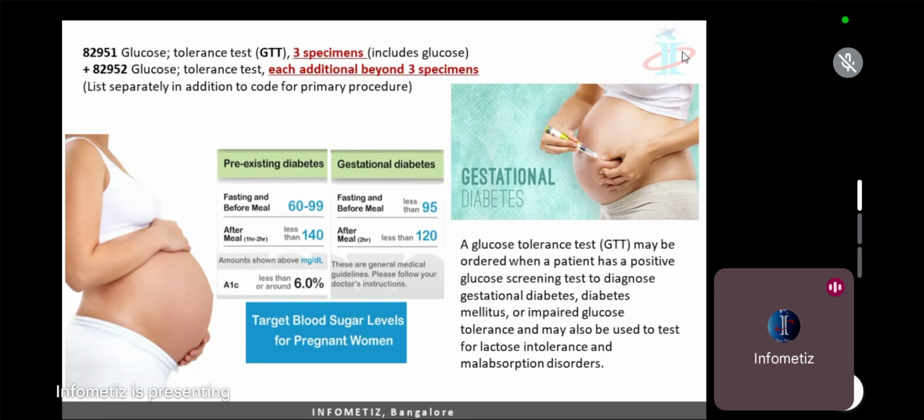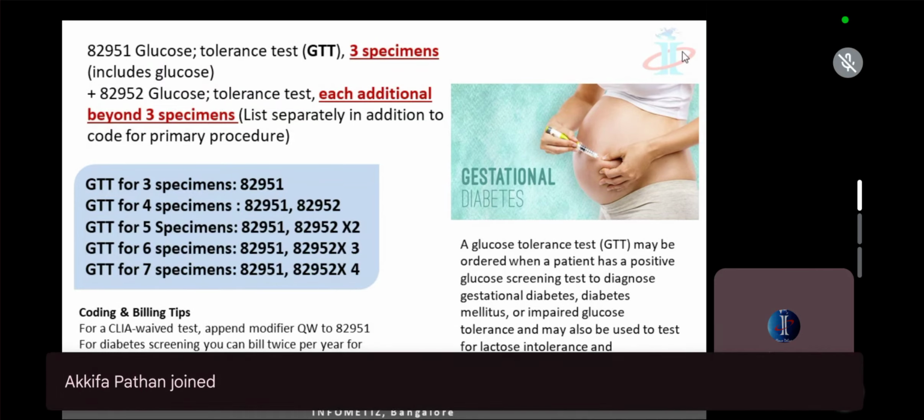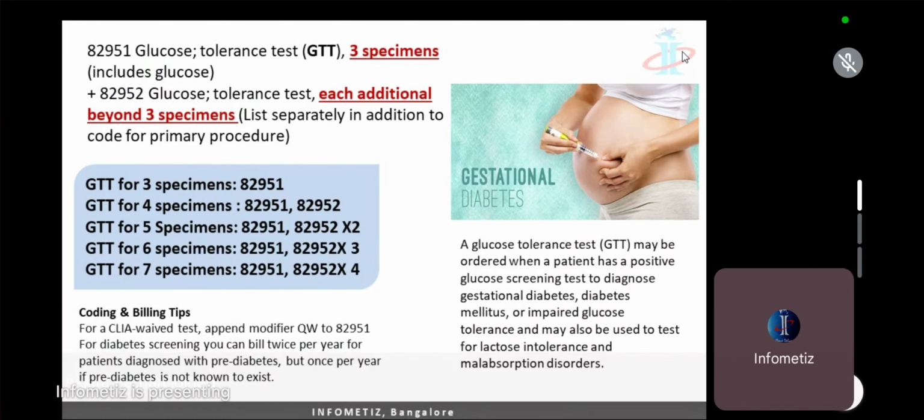Okay, so how are you going to code for 3, 4, 5, 6, 7 specimens? Check this. Understood? If they're asking for 5 specimens, first code 82951, which includes 3. Out of 5, 3 are covered. So what is remaining? 2 only. So 82952 times 2. Done. Simple calculation.